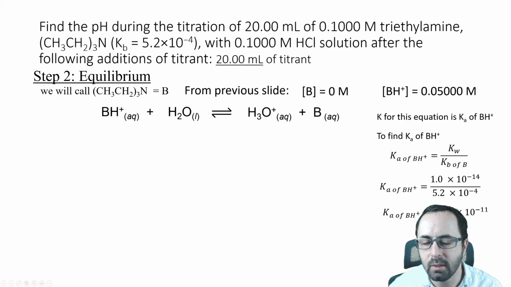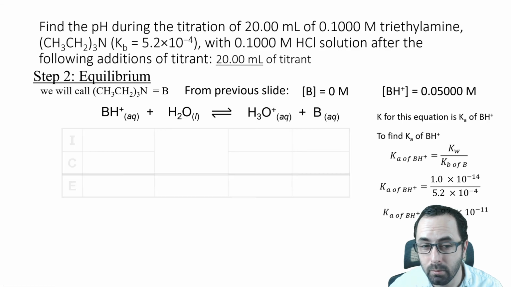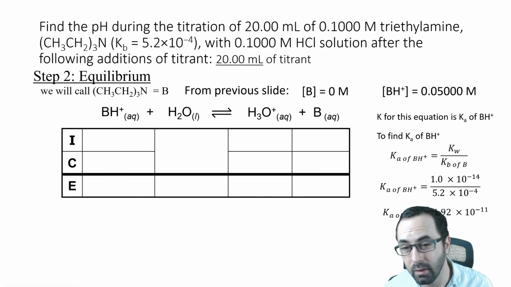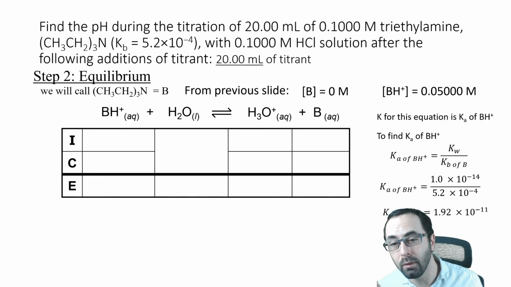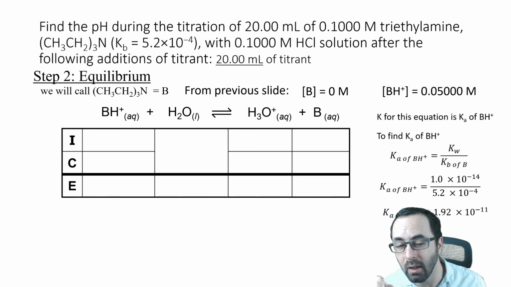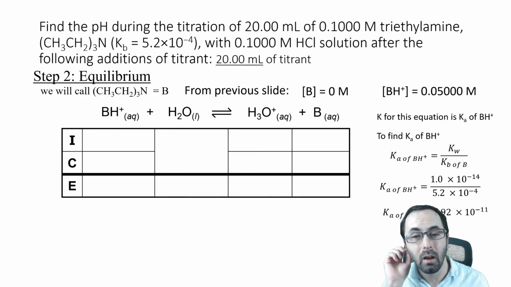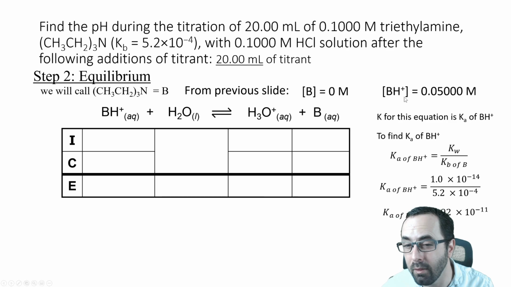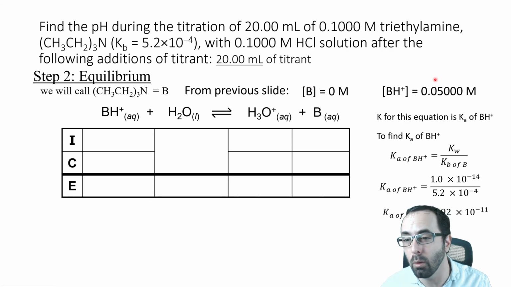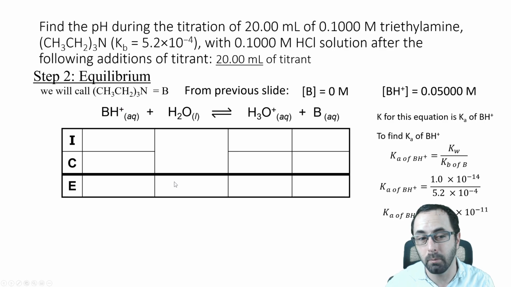All right, and so now we're going to set up our ice table. We can't use the Henderson-Hasselbalch here. Very important: at the equivalence point, you cannot use the Henderson-Hasselbalch. You have to set up an ice table because, remember, the precondition to using the Henderson-Hasselbalch is you have to have significant concentrations of the acid and its conjugate base. You don't have any of the conjugate base. You only have the acid. That's why we're dealing with this weak acid equilibrium.